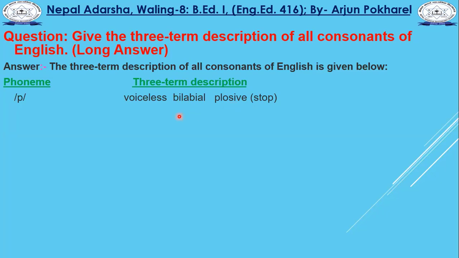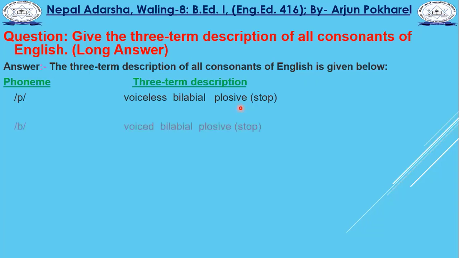Same order: first of all voicing, then place of articulation, and then manner of articulation. So this is the order of writing, this is the style of writing. In this order, you have to write: voicing, place of articulation, and manner of articulation.